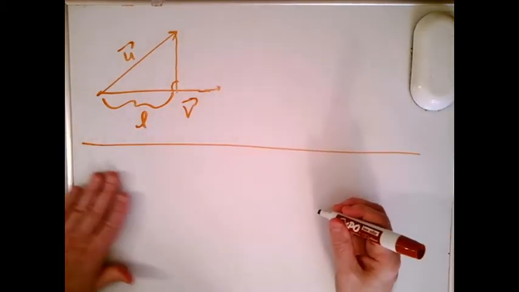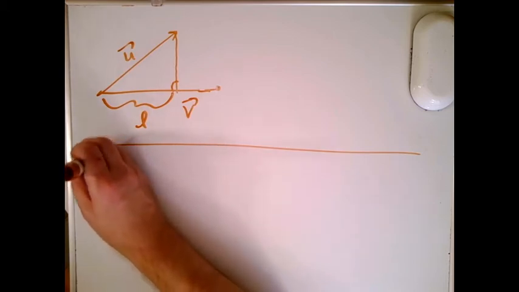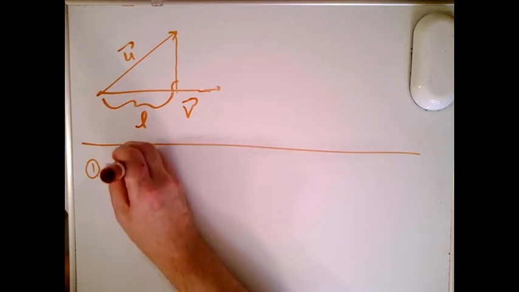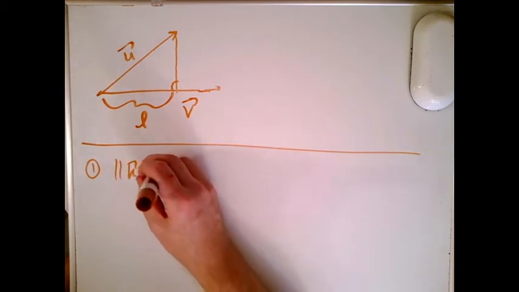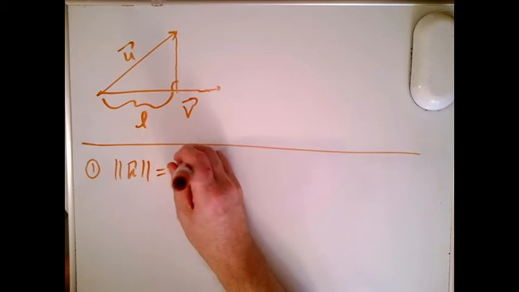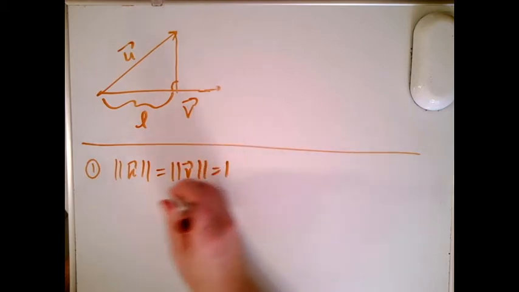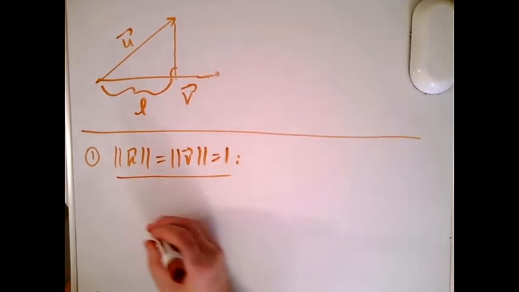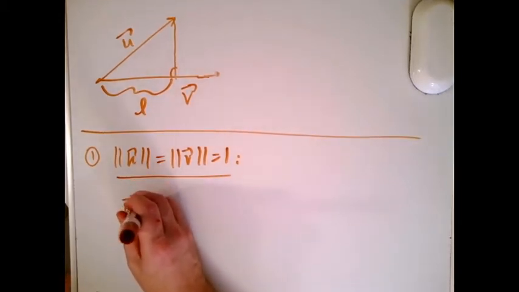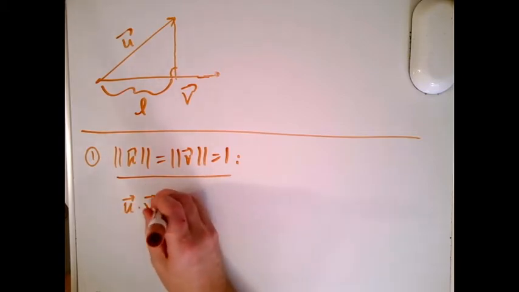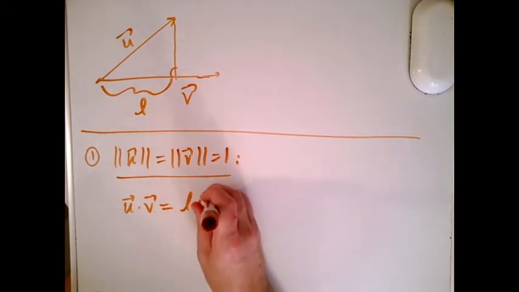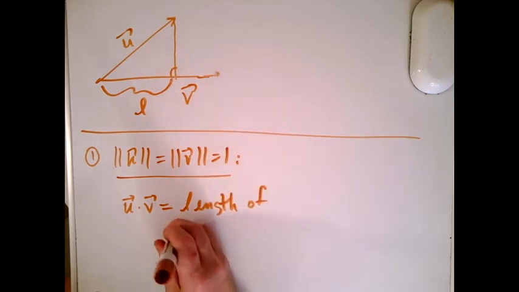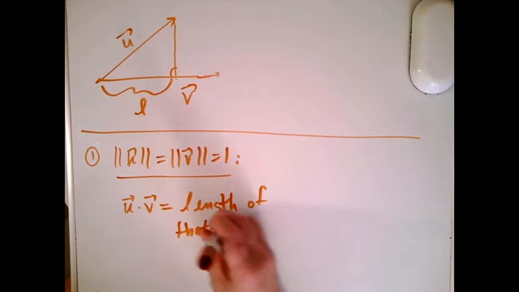Given that we're always going to try to find the length of the shadow, what we're going to do is start in the nice easiest case. The easiest case is when the length of u is equal to the length of v is equal to 1. In that case, since dot product is invented to find the length of the shadow, dot product is going to be defined to be the length of that shadow.